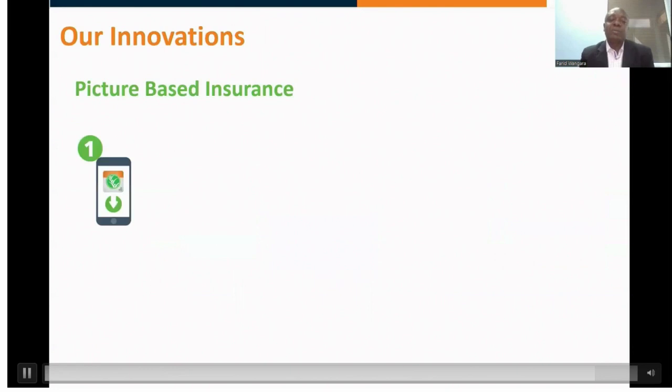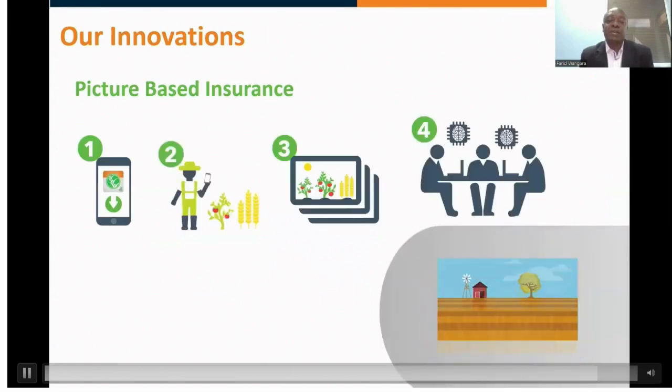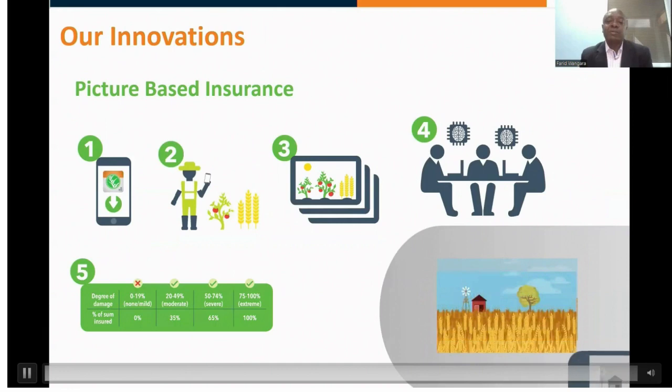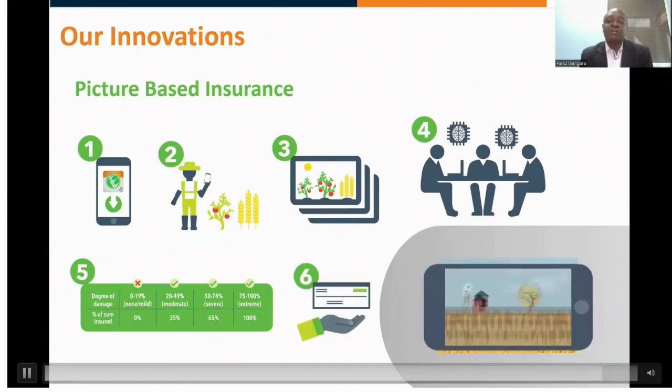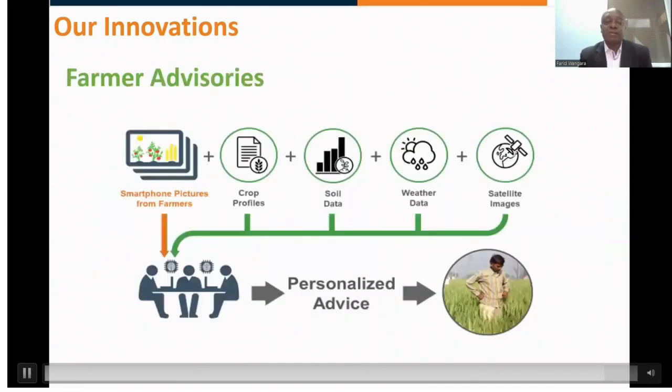We've also developed what we call picture-based insurance, where farmers are able to self-insure, take photos of how their crops are progressing. But beyond just taking photos, farmers are able to get farm advisories. And on the advisories, we offer personalized advice in terms of risk management, pest management, soil management, water conservation, sustainable intensification, so that with all these interventions, we hope that farmers can increase their productivity and thereby achieve food self-sufficiency within the countries of operation.